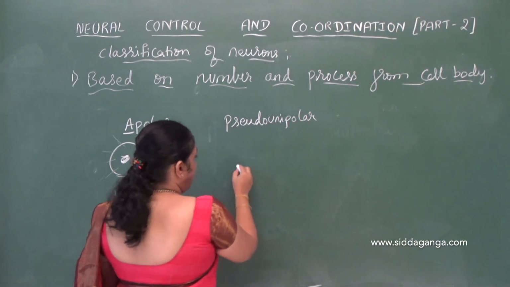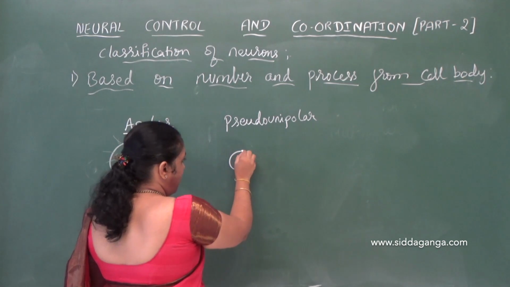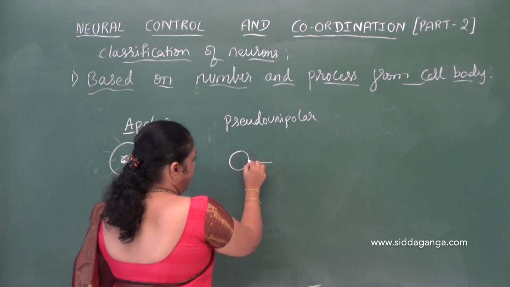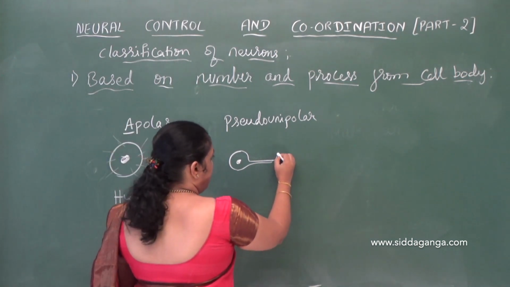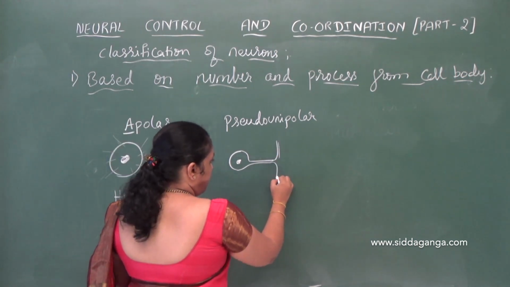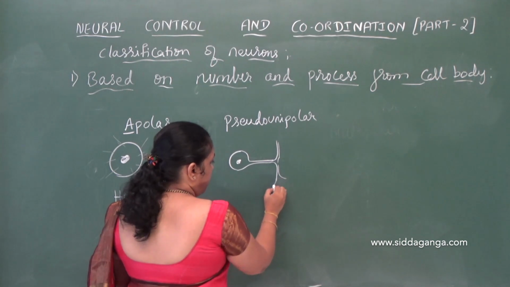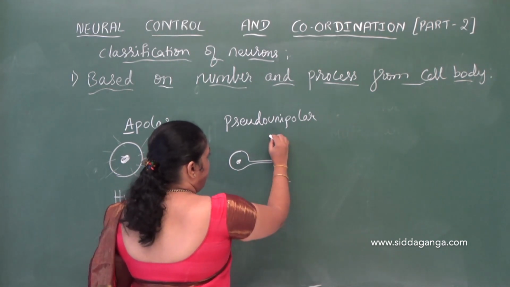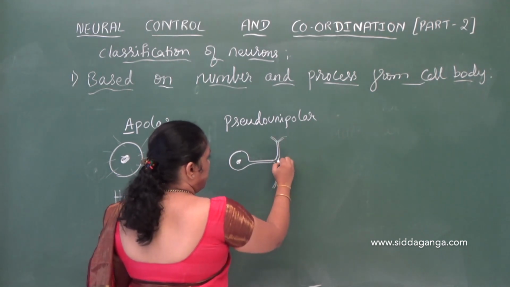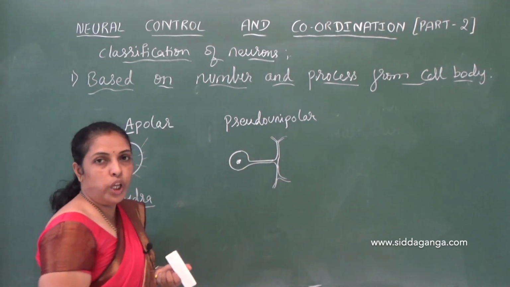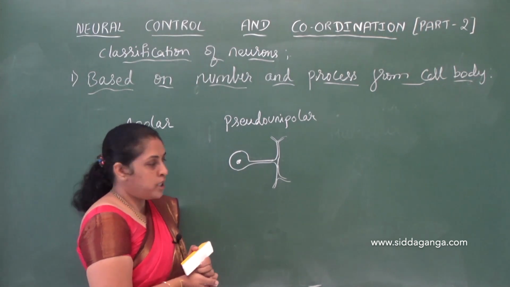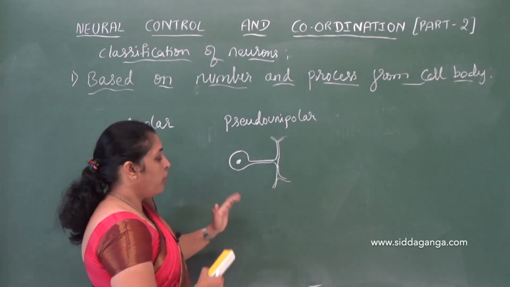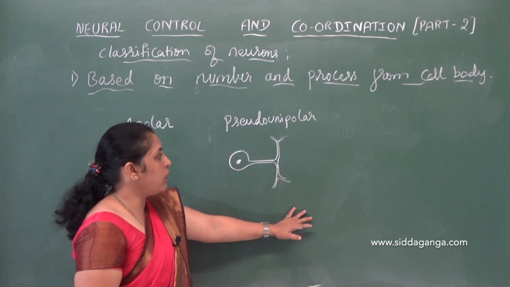Pseudo unipolar means that from the cell body you see one process arising, but after arising, that axon again divides into smaller processes. This is nothing but the pseudo unipolar neuron seen in the dorsal root ganglia, from dorsal root ganglia to spinal cord.